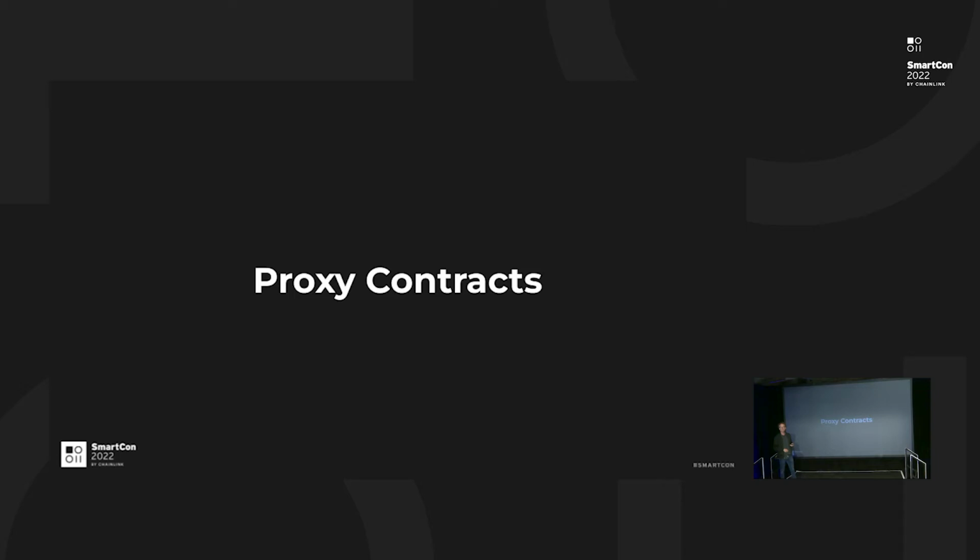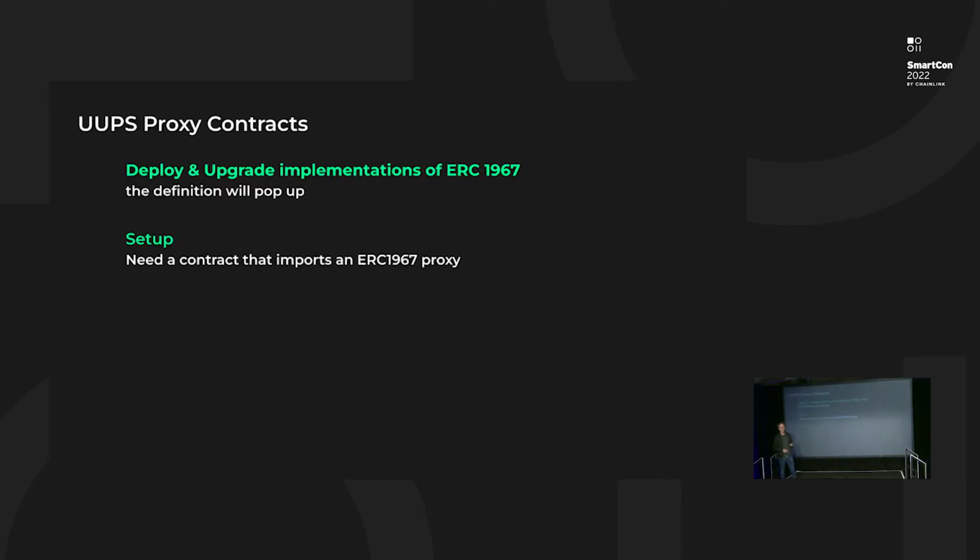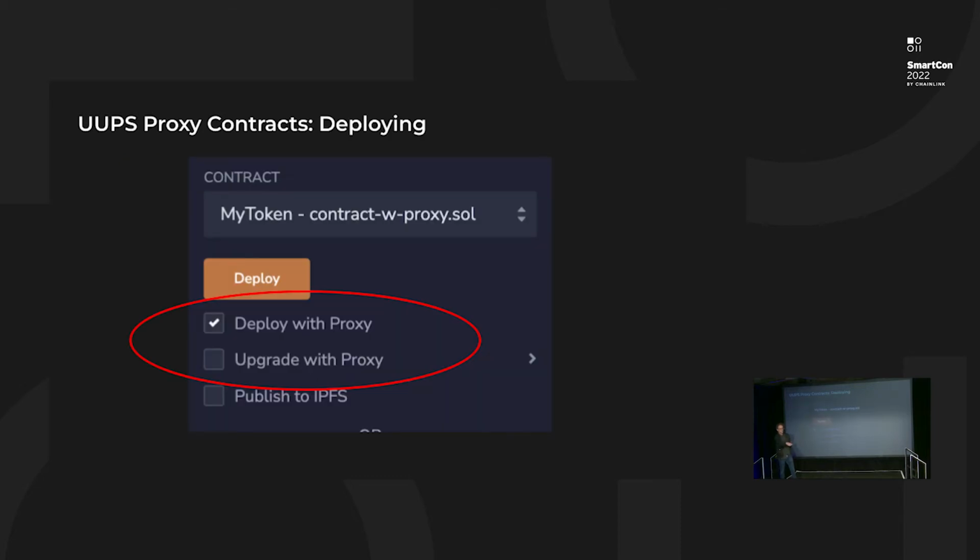We got proxy contract functionality now. So this is using the UUPS pattern. Any contract that's importing an ERC 1967 contract is going to get this functionality, and you won't see it unless you are importing this contract. And when you see the functionality, you get the deploy with proxy. And you can upgrade it too.